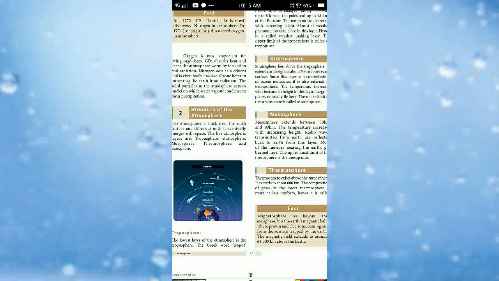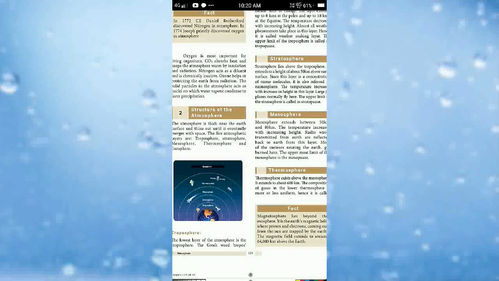Why is the thermosphere known as a homosphere? Because the composition of gases in the lower thermosphere is more or less uniform. Hence, it is called a homosphere. The upper portion of the thermosphere has uneven composition of gases, and hence it is referred to as a heterosphere.